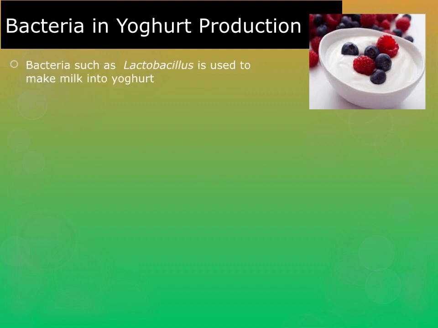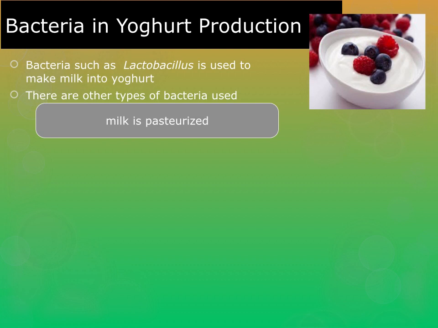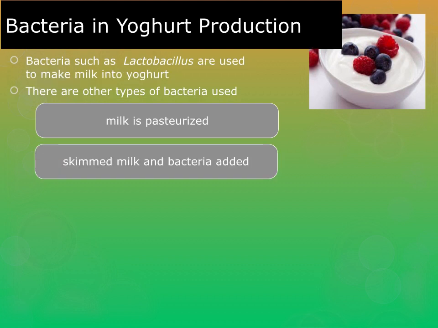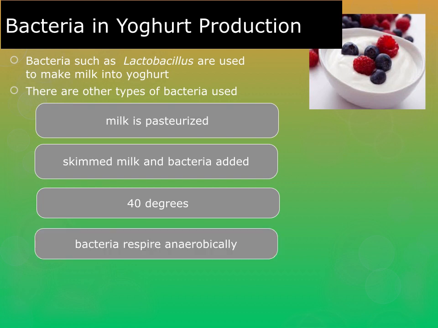So milk is first pasteurized by heating it to 70 degrees Celsius to kill the disease-causing bacteria. When the milk has cooled, bacteria are added. The optimum temperature is about 40 degrees Celsius. The bacteria respire anaerobically to produce lactic acid. This lowers the pH of the milk and causes it to coagulate.